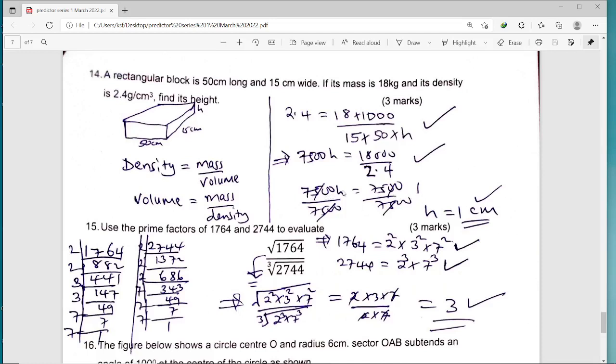So 7,500 h is equal to 7,500. We divide by 7,500 both sides, we get h to be 1 centimeter. That is, our height is 1 centimeter. You are done with that question. You go to the next question, number 15.